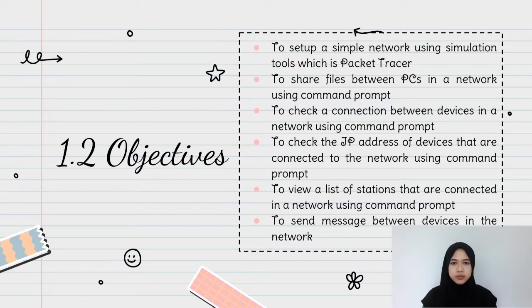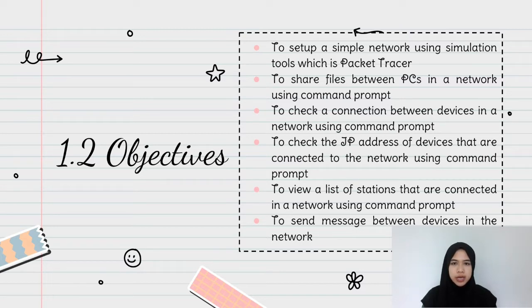This project, which involves creating a simple network, has several objectives upon achieving this project's goal. First is to set up a simple network using simulation tools, which is Packet Tracer. Second is to share files between PCs in a network using command prompt. Third is to check a connection between devices in a network using command prompt.